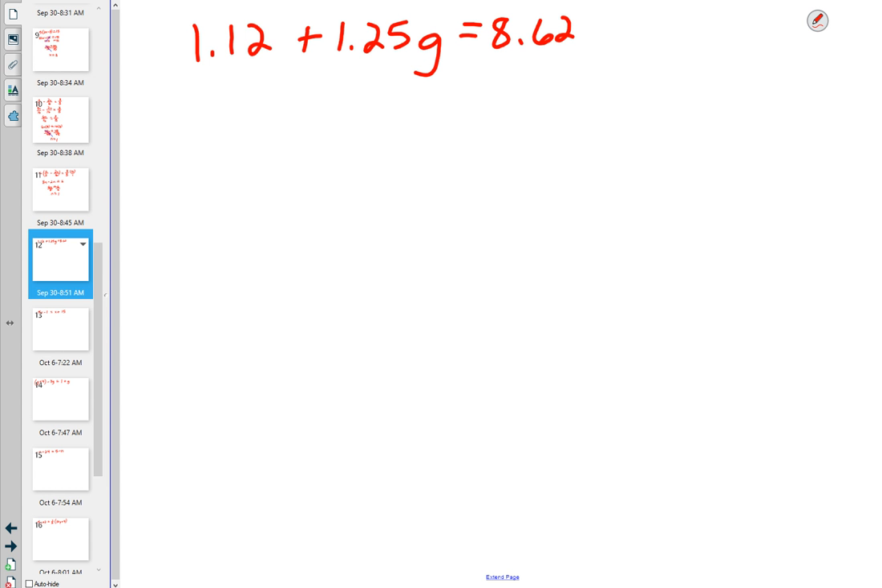If I want to get g by itself, what do I need to get rid of? Subtract. What do I need to get rid of? 1.12 and 1.25. Which one should I get rid of first? 1.12. So the only thing that's different between this and the other ones is that you might need a calculator. But the steps are the same. It's not like fractions where you have to know special rules.